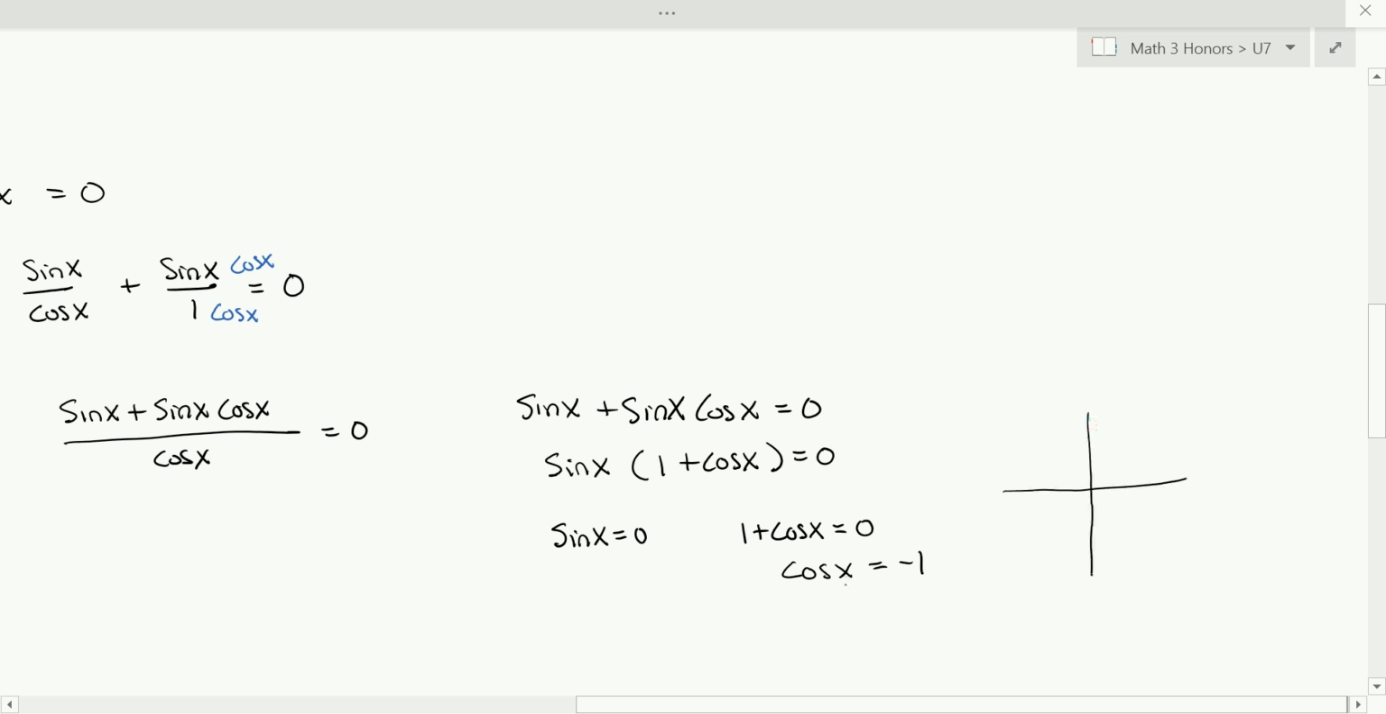So if cosine is your x value in the unit circle, that's going to happen right here. So that's your negative 1, 0, and that's at pi. And then if sine is 0, and sine's your y value, that's also happening at pi, but where else? At 0 or 2 pi. And I said don't use 2 pi, use 0 on this one. So our answer is going to be x equals 0 and x equals pi.